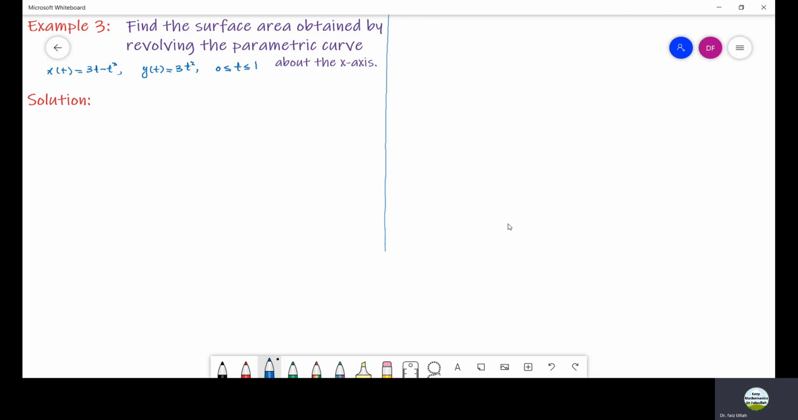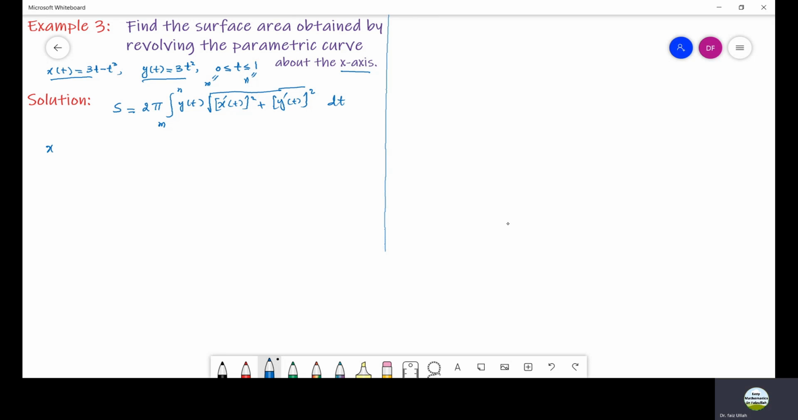Let us find the surface area where we are given the parametric curves. And we generate the surface by rotating the region about the x-axis. So we shall use case number 3 here. Surface area S is given by 2 pi, integration is from m to n, y of t under the root x dash of t square plus y dash of t square into dt. Here m is 0 and n is 1.